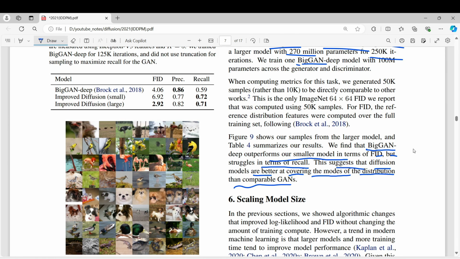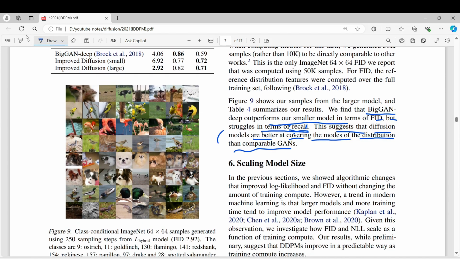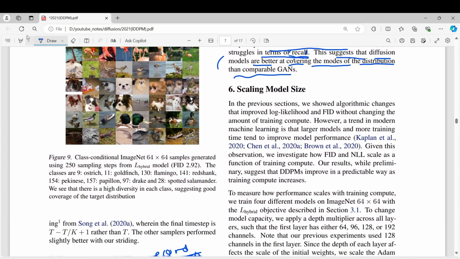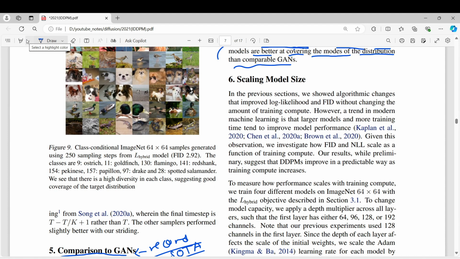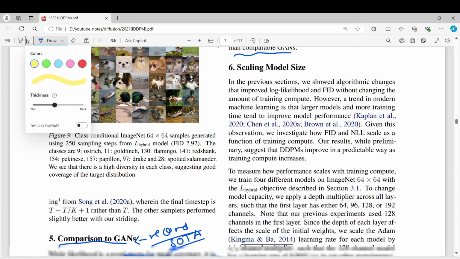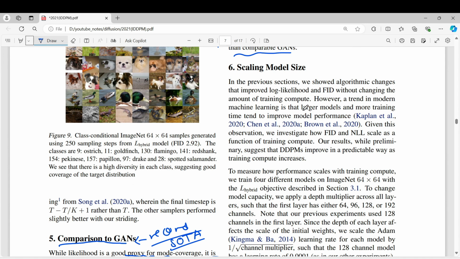they struggle, this big and deep struggle, and this suggests that diffusion models are, this is actually the metric for the mode coverage. So they are saying that it covers most of the distribution. So the recall of the diffusion model is actually better than the GANs, which shows that diffusion models are much better than GAN in covering the entire distribution, most of the distribution.